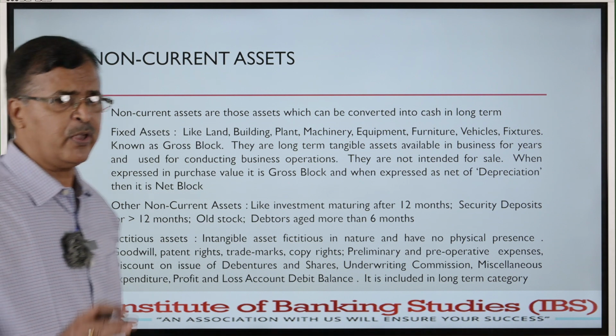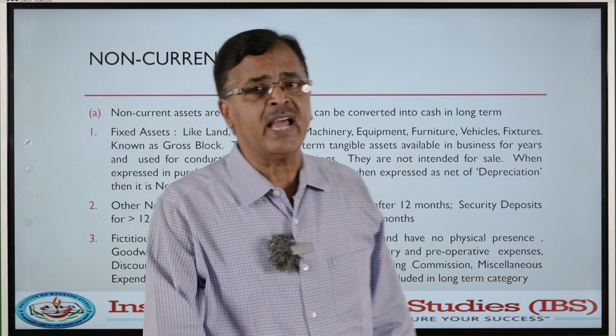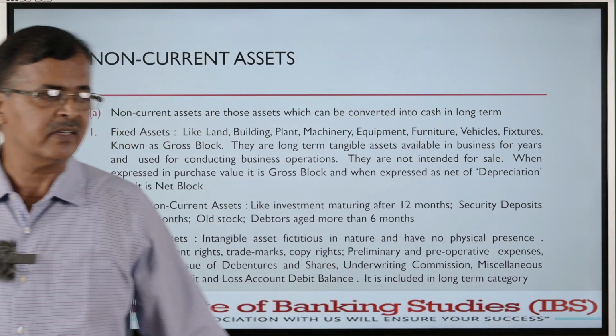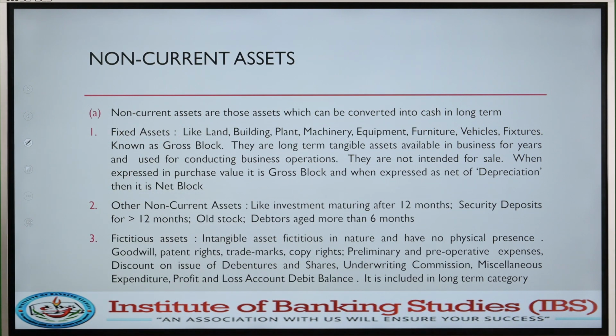Similarly, if you examine the non-current asset part, it is visible that it can be exchanged into cash after a long period of time. It may take more than 12 months, more than 36 months, or even more than 7 years or 10 years. So non-current assets are those assets which can be converted into cash in the long term.